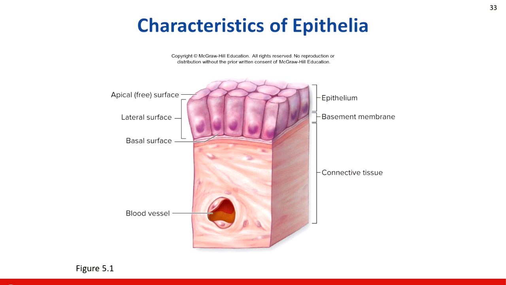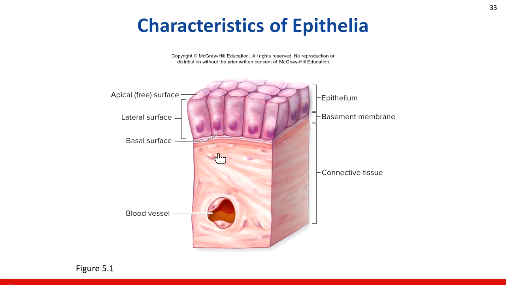Okay, so this is what we're looking at here for those certain characteristics. This top portion is going to be the apical surface. The bottom portion down here is the basilar surface. And then our lateral surfaces, where we find those intercellular junctions, are going to be found in between these cells.